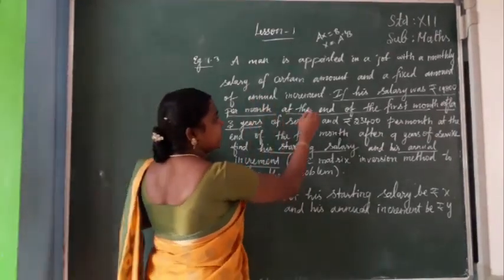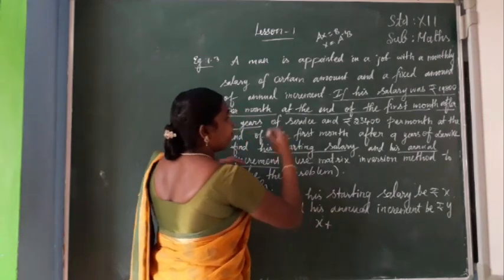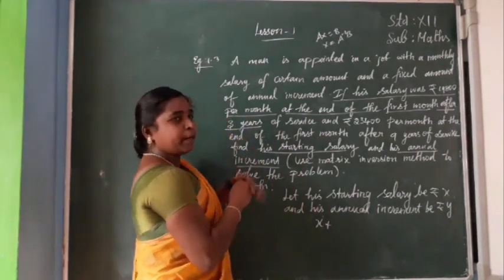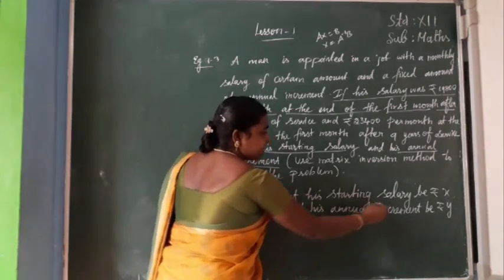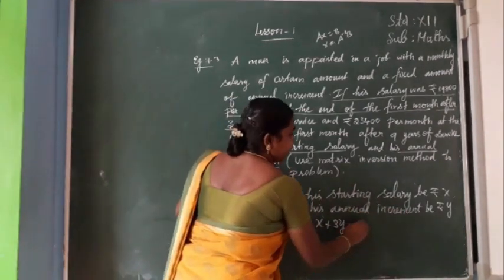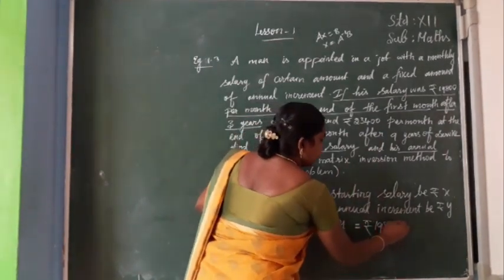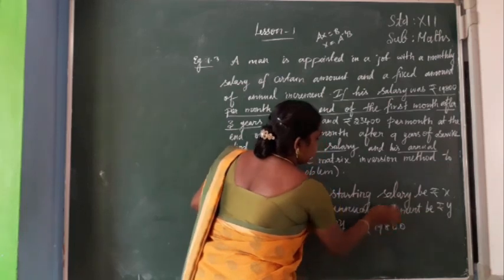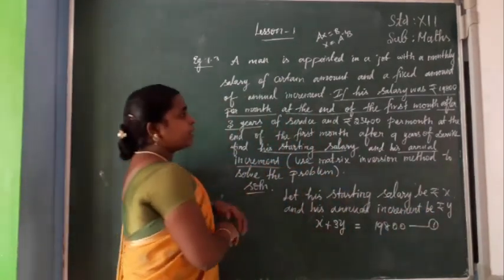The first condition is x plus, that is the starting salary, plus after 3 years, each year one fixed increment. So 3 into y, that is 3y, equal to rupees 90,800. This is equation 1. Okay, next one.